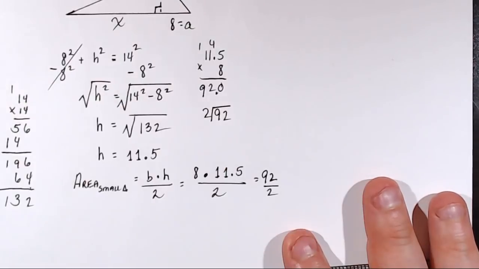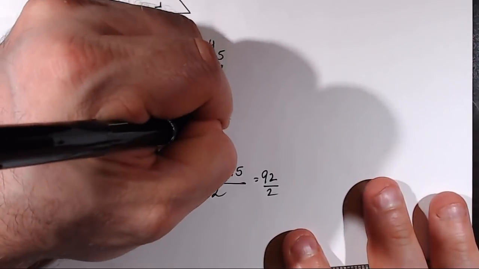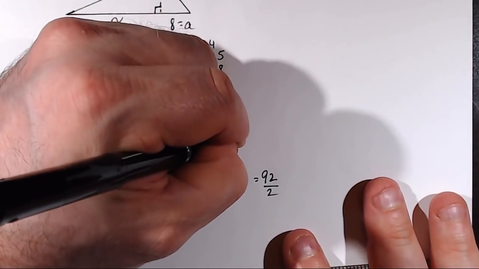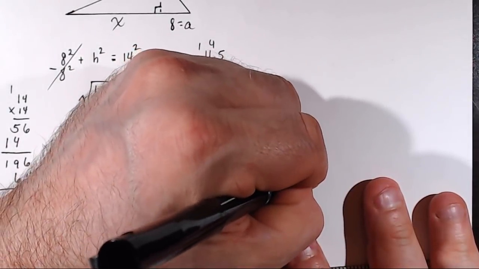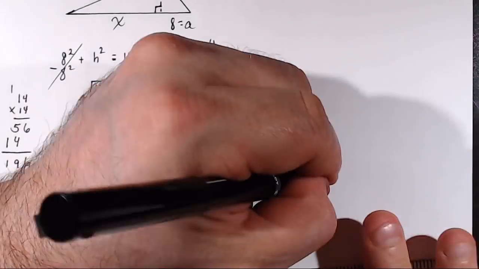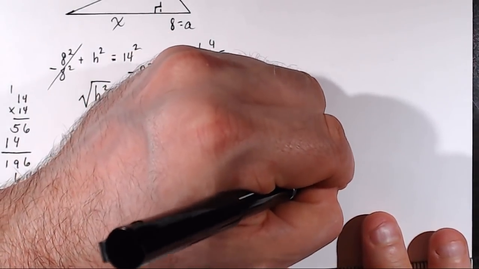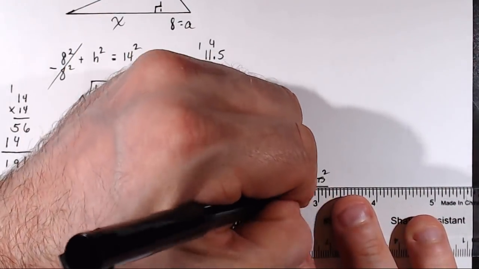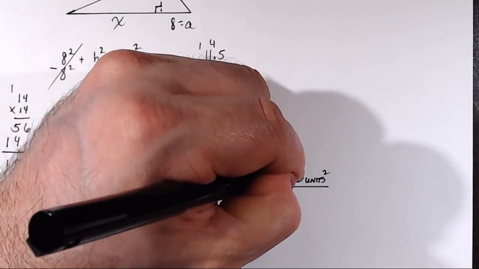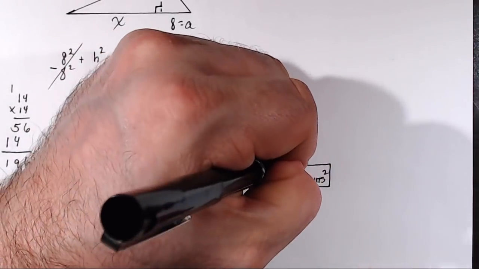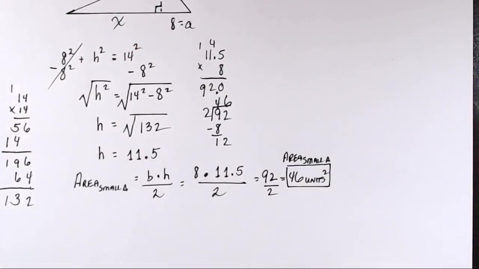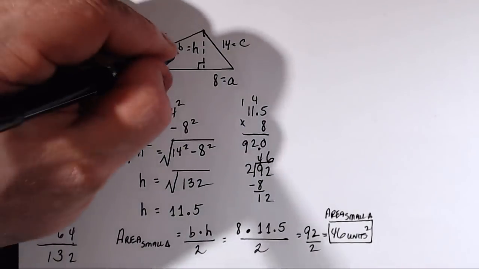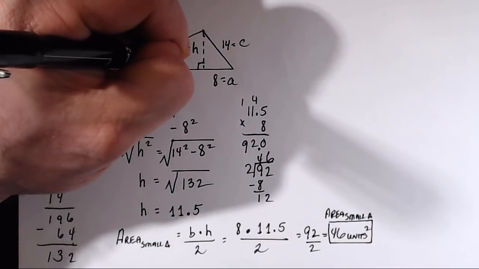92 divided by 2. 2 goes into 9 4 times. 4 times 2 is 8. 9 minus 8 is 1. Bring down the 2. 2 goes into 12 6 times, so this is 46. All right, that's the area of the small triangle, 46 units squared. We'll need it later, but we'll put a little box around it so we know this is the area of the small triangle, 46 units squared.